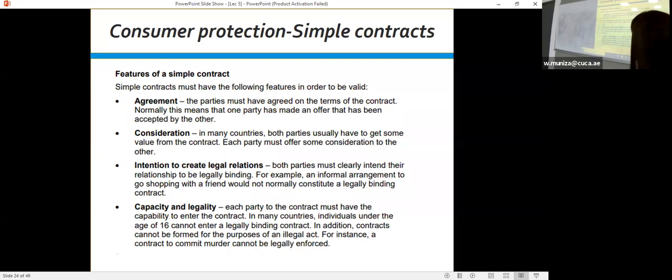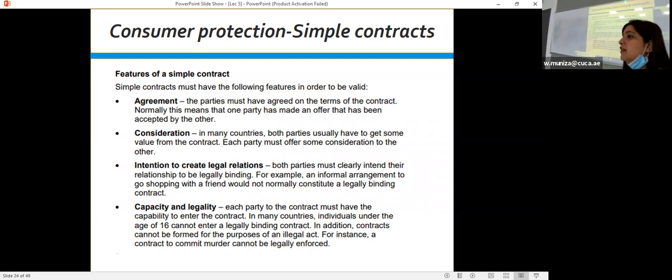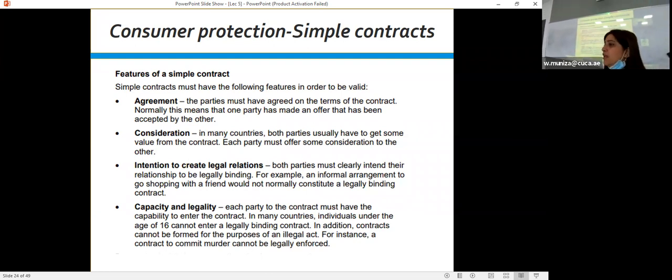For example, an informal arrangement to go shopping with a friend would not normally constitute a legally binding contract. When one friend asks the other, making an offer, do you want to go shopping with me, and the other accepts, it is an agreement. Then there is no legal binding. If the other friend does not go shopping, we cannot enforce this agreement by law. So behind the contract, there is an intention to create a legal relationship.